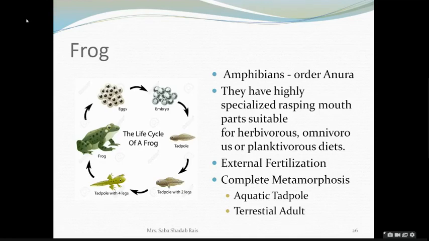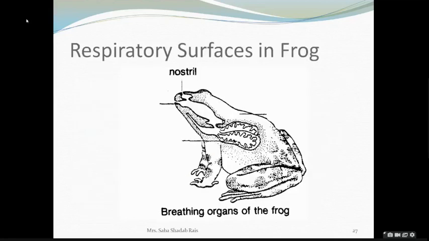So we are going to discuss only and only about the frog, because it is having a very interesting and very different type of respiratory mechanism. So let us discuss the respiratory mechanism in the frog. Most of the students make this mistake. They write that frog has the gills as the respiratory surface.